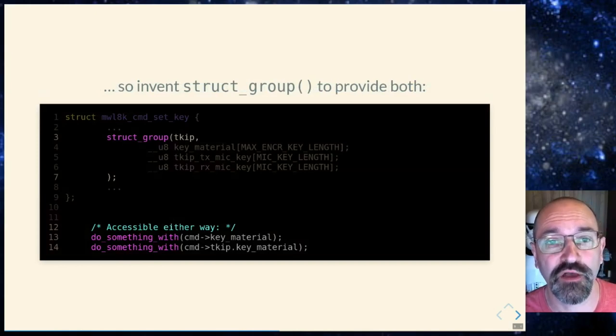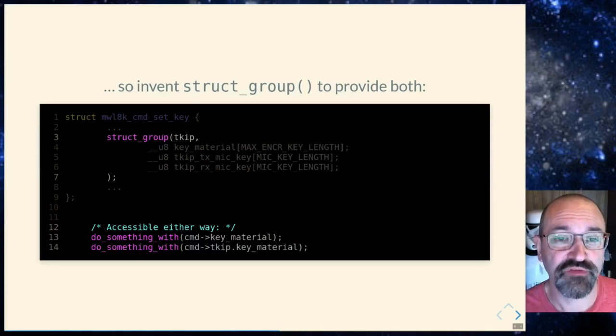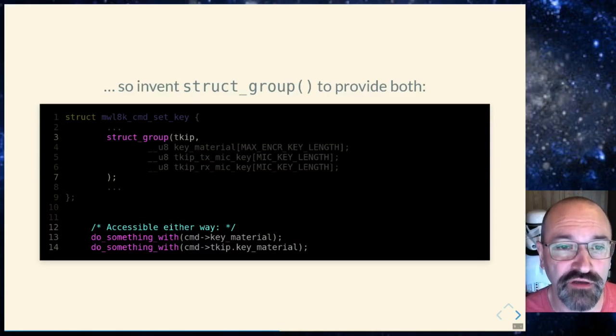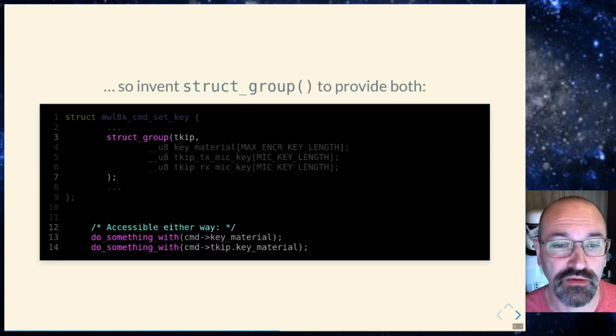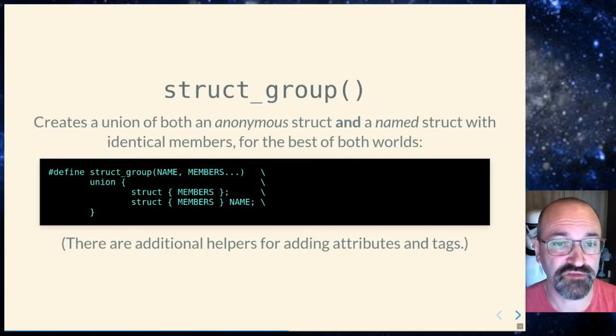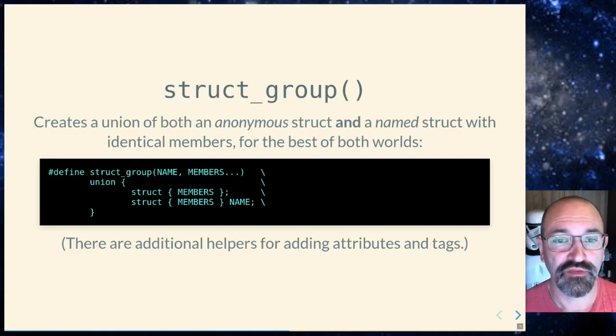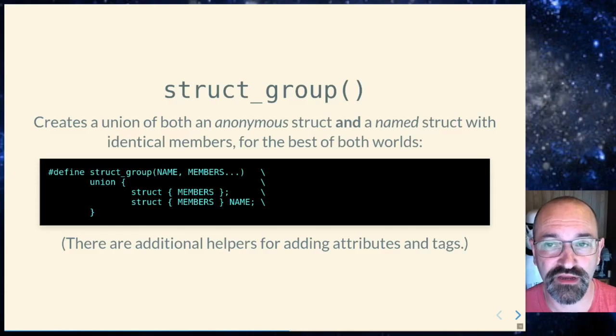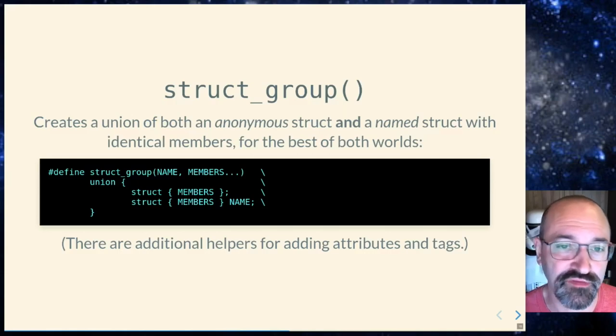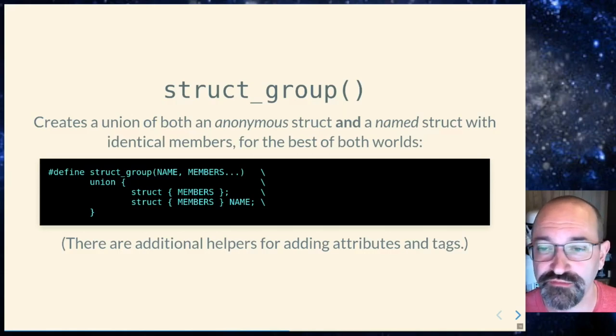So we ended up inventing a helper called struct group, which gives us the option of referring to a collection of struct members by a group name or without the group name. It's a bit of a trick that basically says, I'm going to create a union of an anonymous struct, in which case we don't need to use the name, and a named struct, and they have identical members. So we can actually refer to either all of the members collectively by the new name, or we can leave the members being identified without their name, so all the existing code doesn't have to change. And there's additional helpers for adding attributes and tags and some other stuff, but I left that out just to not fill the page.